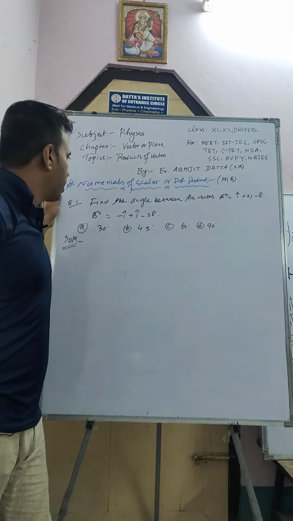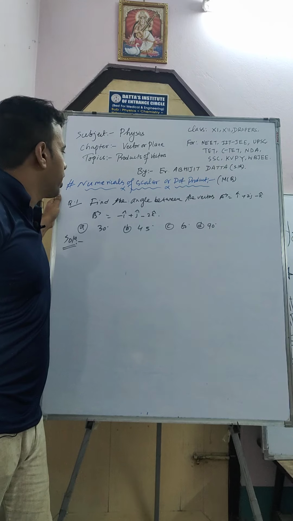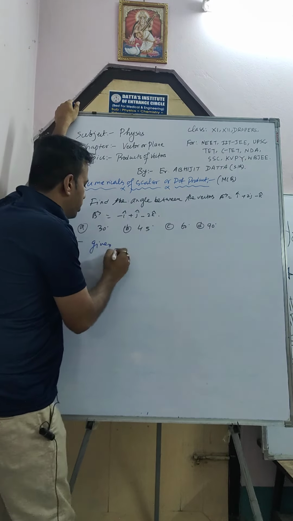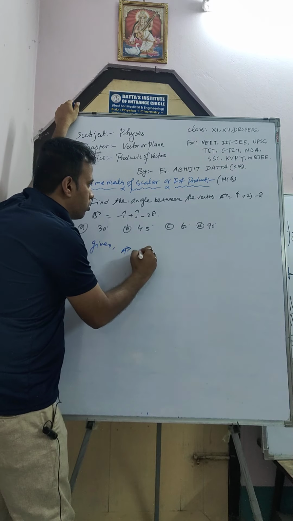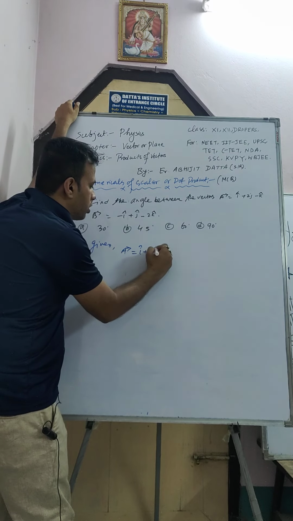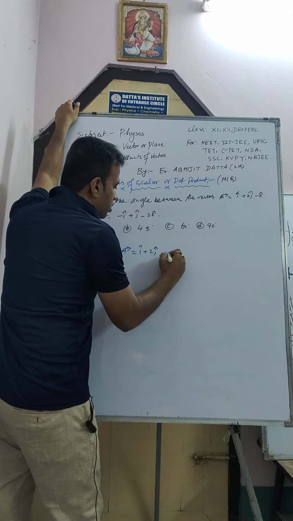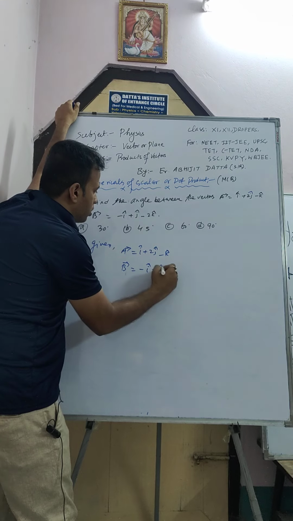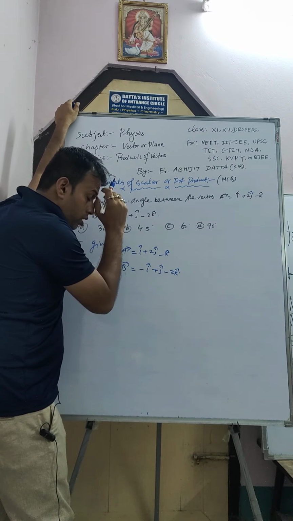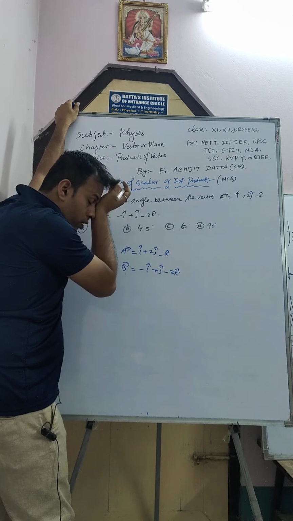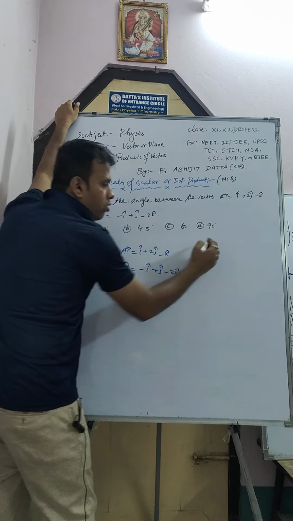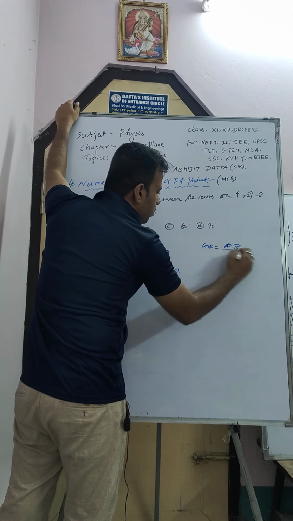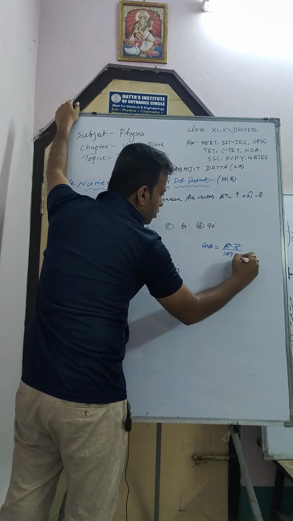Find the angle. The question is like this: find the angle between the vectors a vector and b vector. So first I write what is given here. A vector equals i cap plus 2j cap minus k cap, and b vector equals minus i cap plus j cap minus 2k cap. Now what is the formula of angle? This: cos theta is a dot b by mod a mod b.